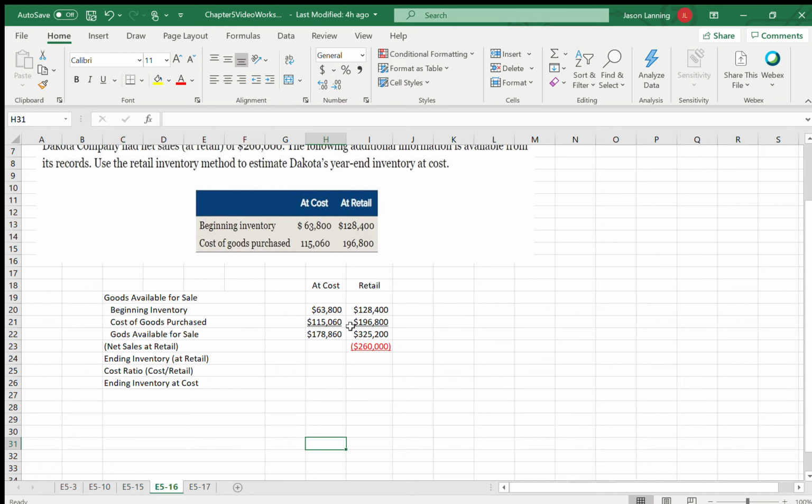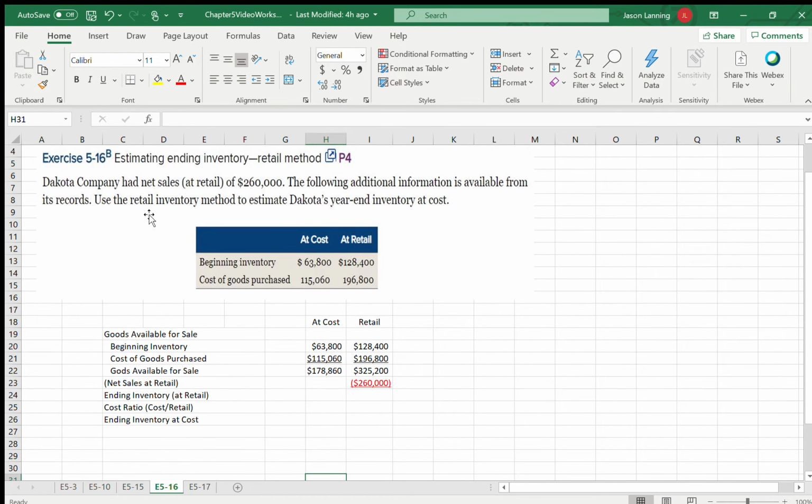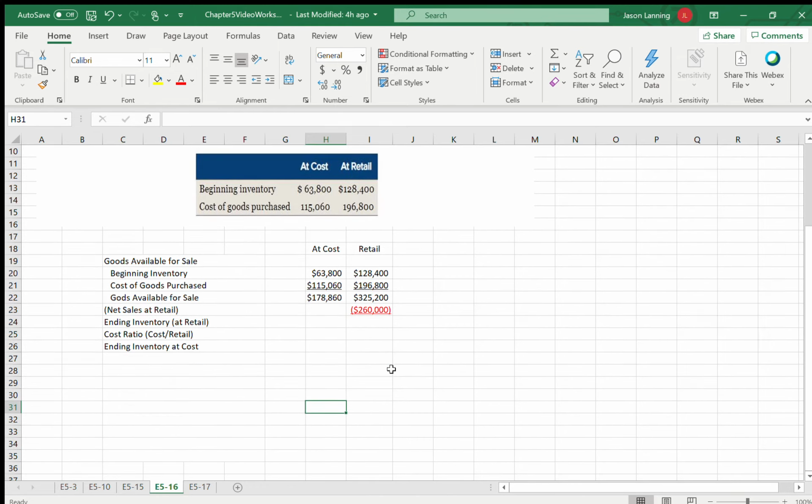So we have $178,860 of goods available for sale. That's our cost, and we plan on selling those goods for $325,200. Now, it tells us that we had retail net sales of $260,000. So in the retail method, we're going to subtract that from the $325,200, because retail is what we're selling it for. The net sales is what we had there. So if we look at this, since I made that negative, we should just have to add these.